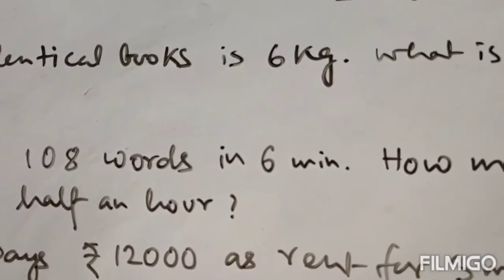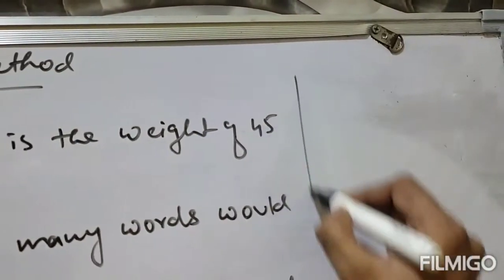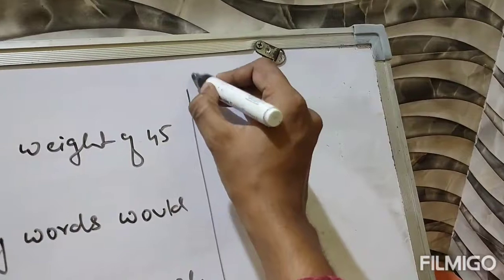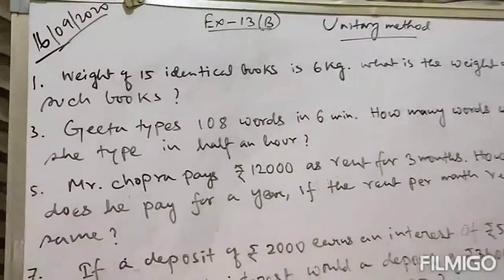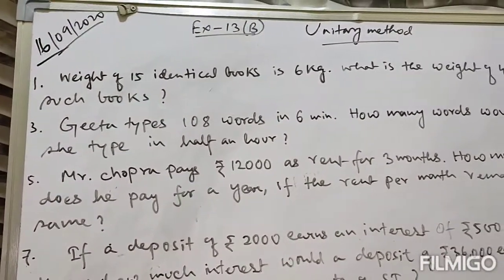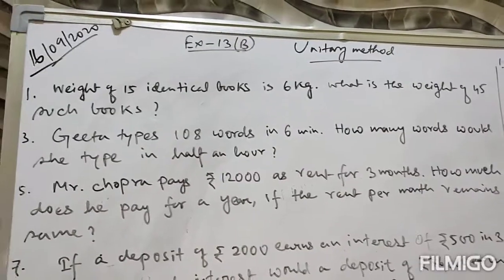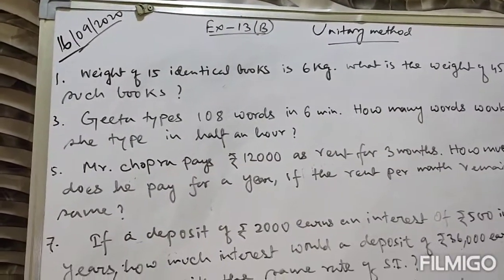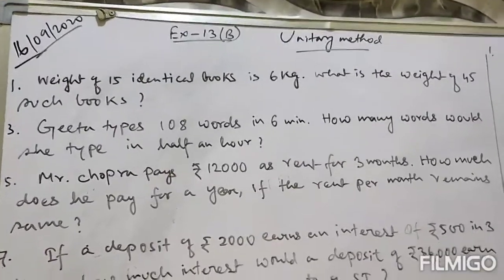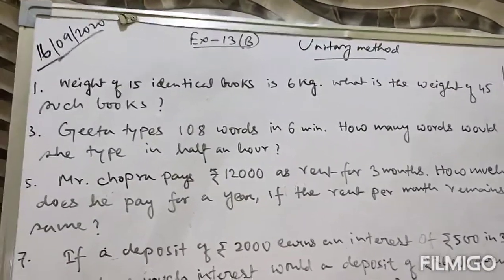Question number 1. First question, it states the weight of 15 identical books is 6 kg. What is the weight of 45 such books? So 15 identical books, weight is given 6 kg. We have to find out the weight of 45 such books.